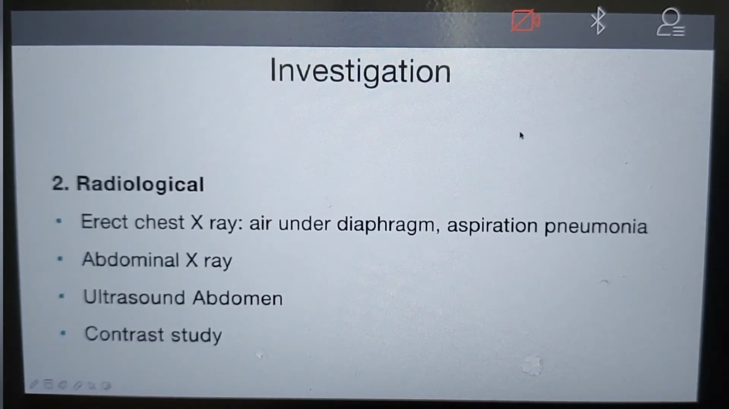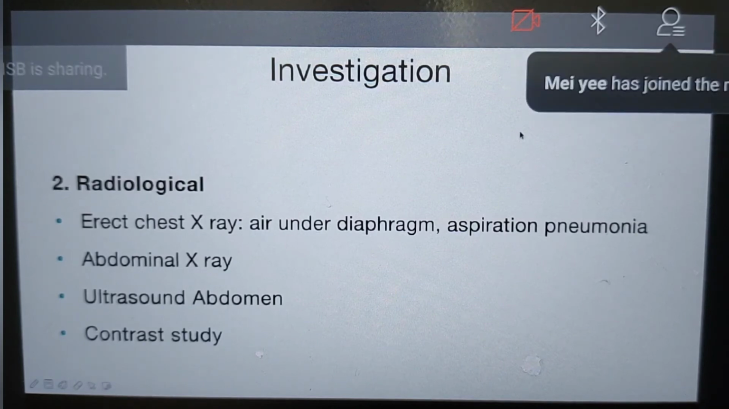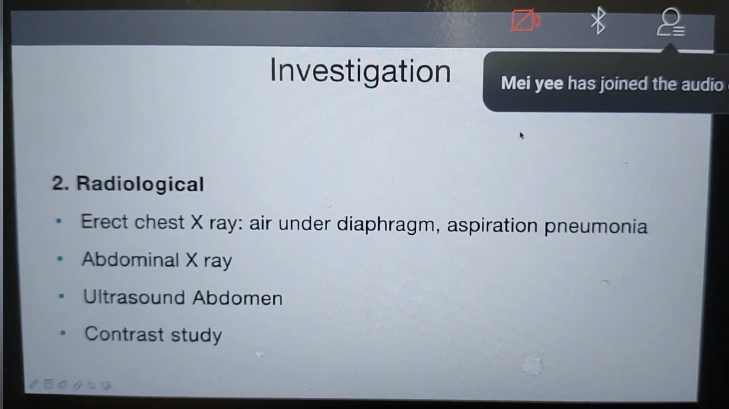For radiological examination, from the erect chest X-ray we must rule out any air under the diaphragm or any aspiration pneumonia. From the abdominal X-ray, you can see a lot. After this, I will show some X-rays of the abdomen, ultrasound abdomen, and contrast study. All this can help.